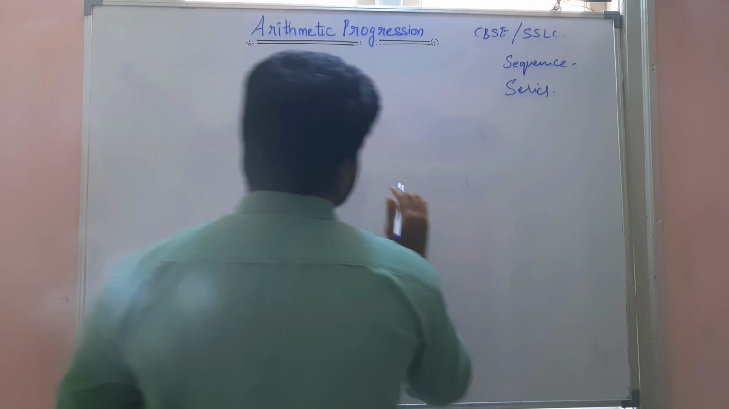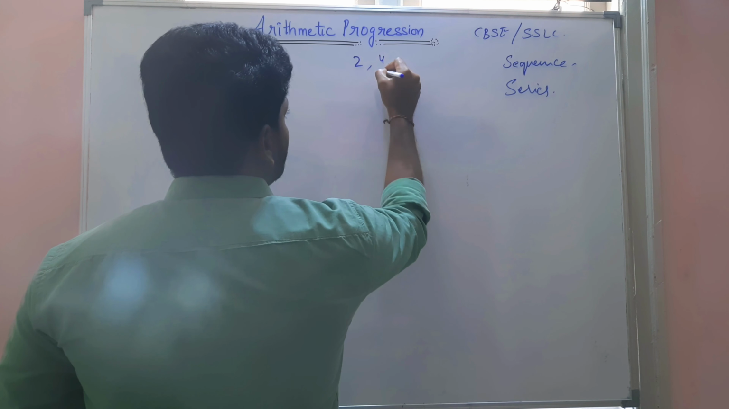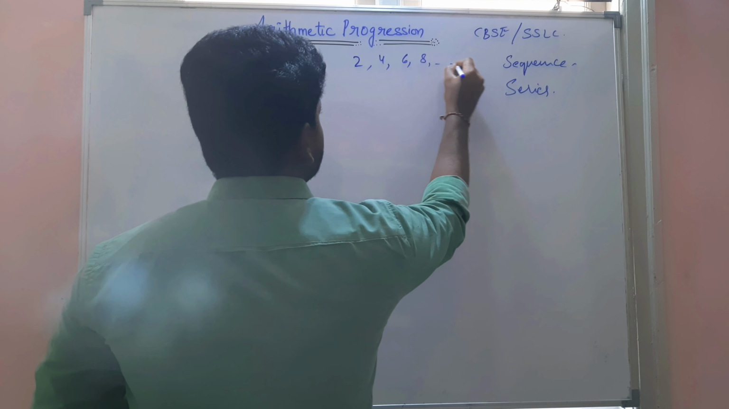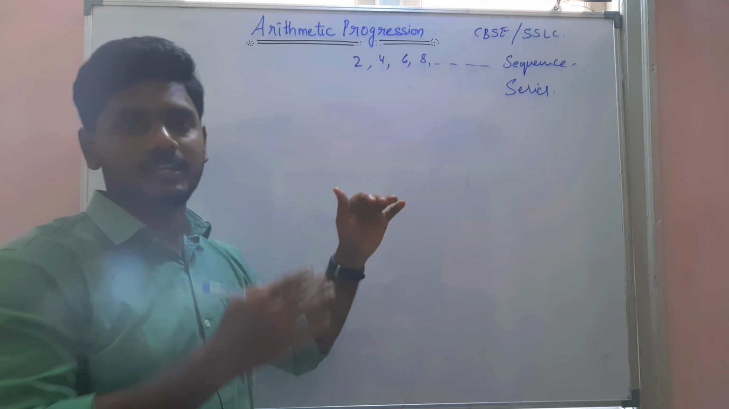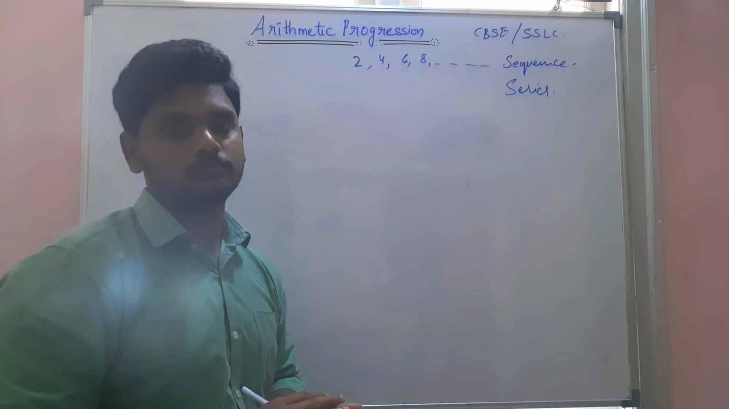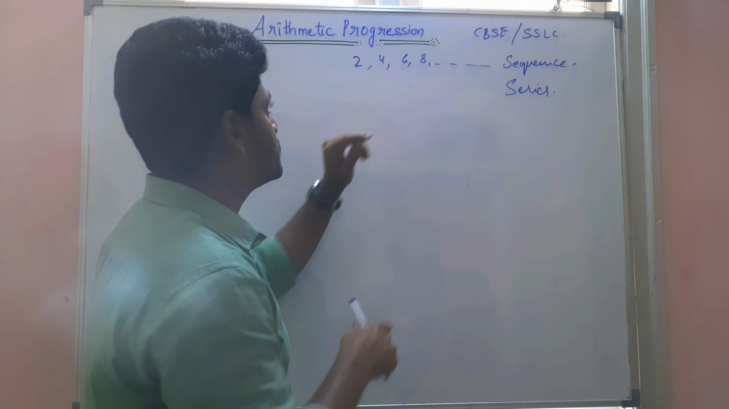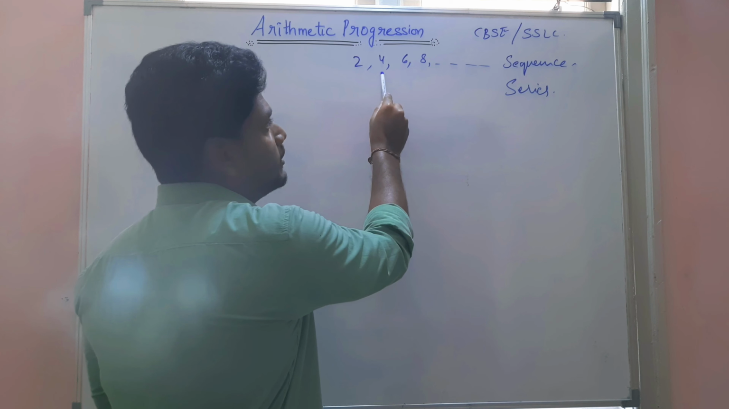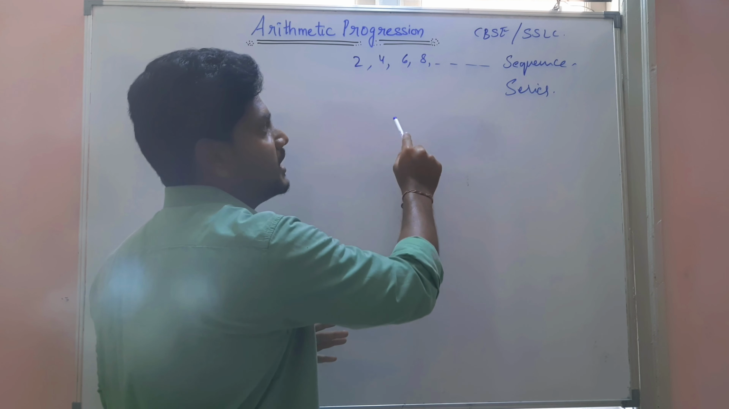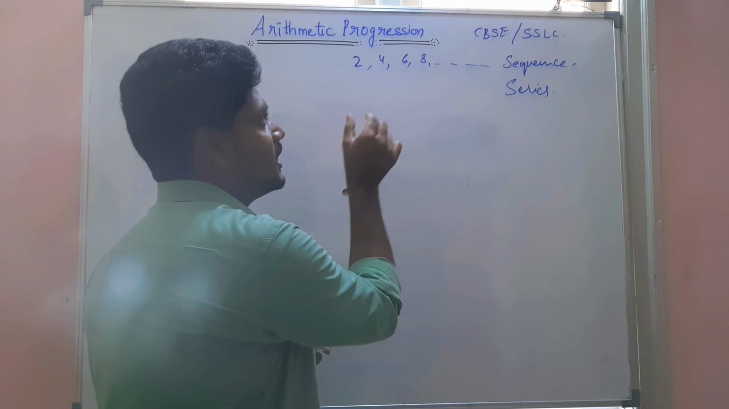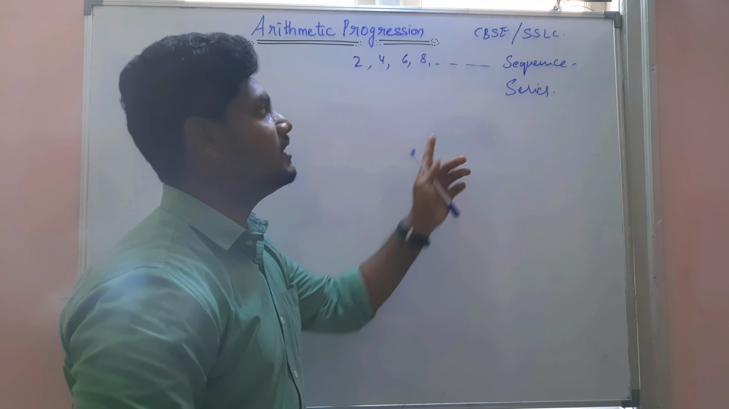Sequence, for example, a set of numbers like 2, 4, 6, 8, and so on. If we have some particular numbers in a definite order, it should have some particular formula. If you observe here, you add 2 it will become 4, again you add 2 it will become 6, again you add 2 it will become 8.